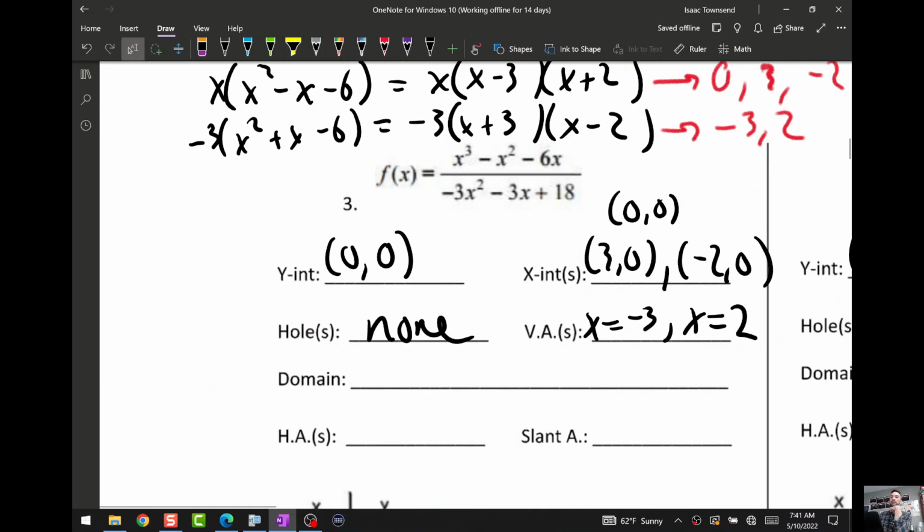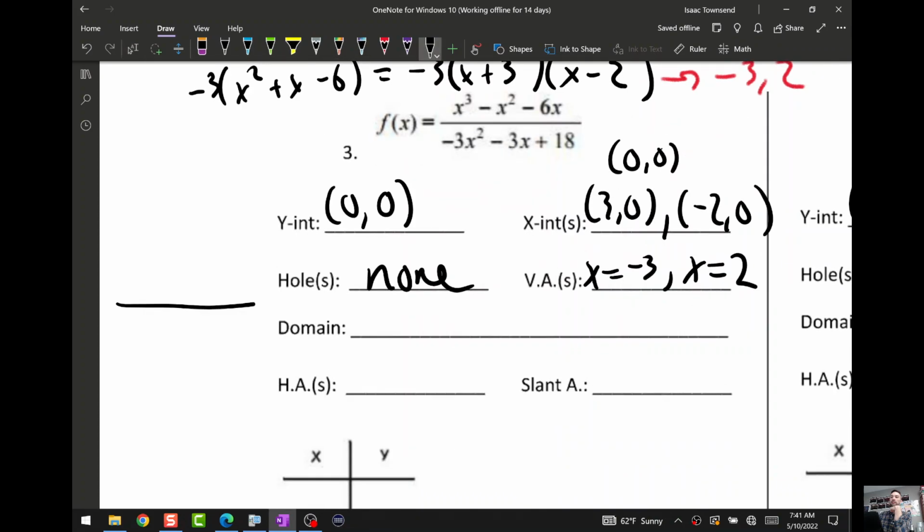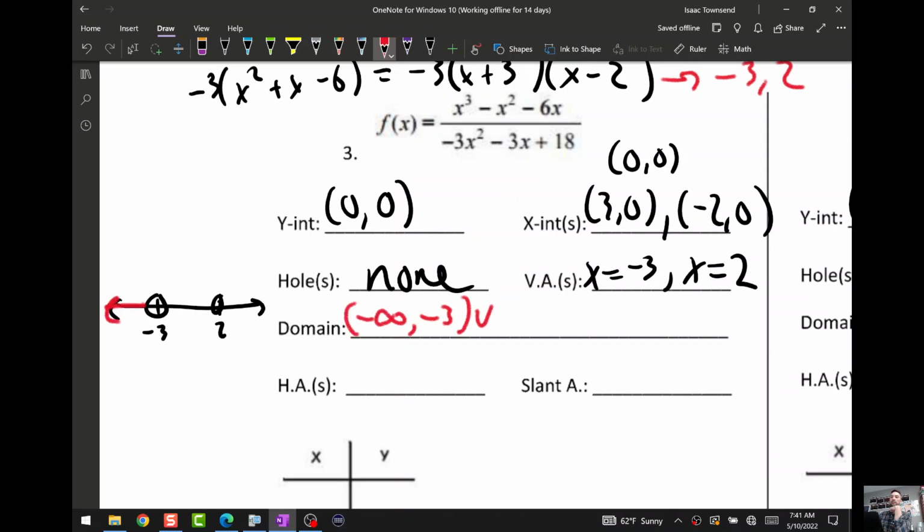Okay, number 3, we had two numbers that made the denominator 0, so we need to take out -3 and 2, which means I can plug in everything from the far left till -3, everything from -3 to 2, and everything 2 to infinity. I think that might be the same as number 1, actually.